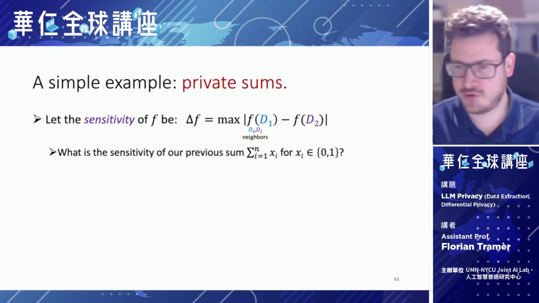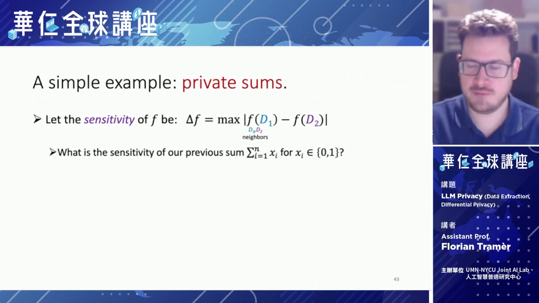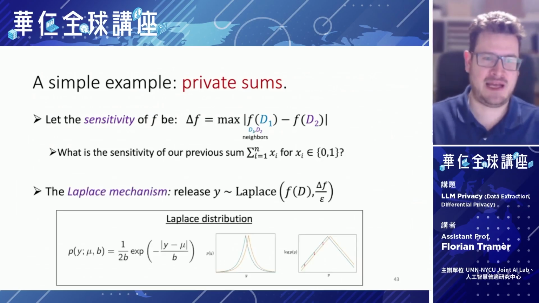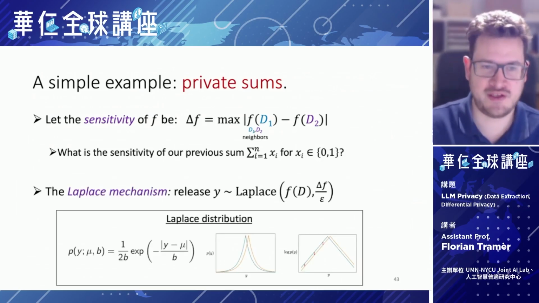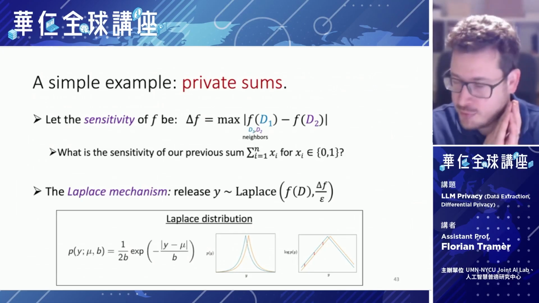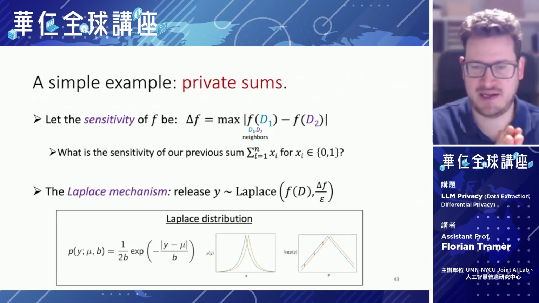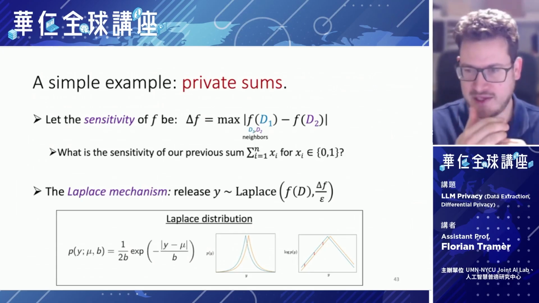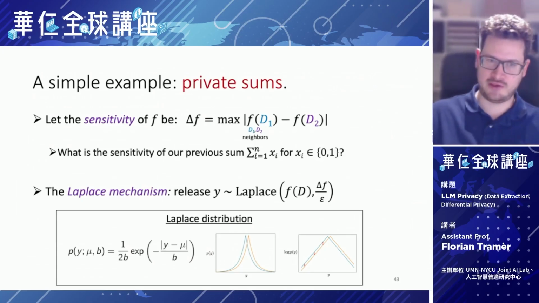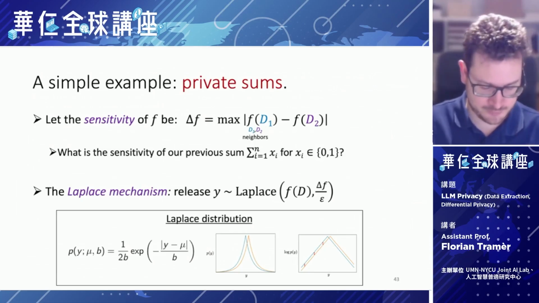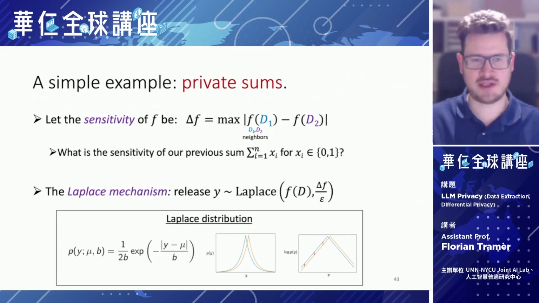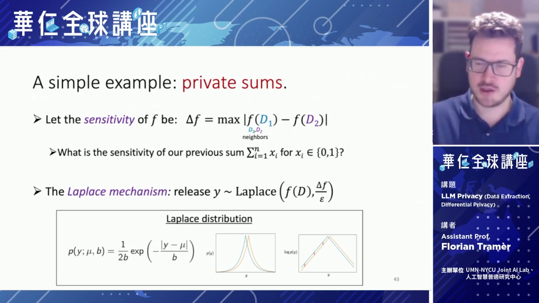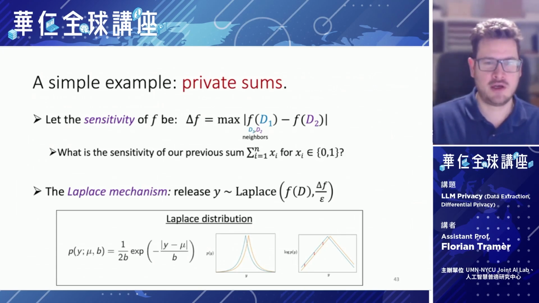And this leads us to a very, very simple algorithm that is differentially private, which is called the Laplace mechanism. What this does is we compute the function exactly. So we compute the sum of bits exactly. And then we add noise from the Laplace distribution, which is a distribution that looks a little bit like the Gaussian distribution, but is a bit narrower, more concentrated towards 0.